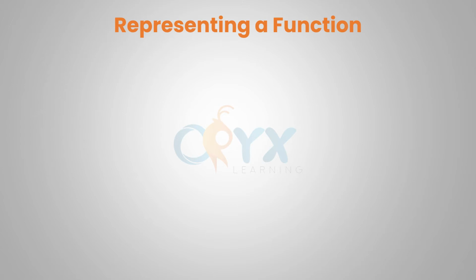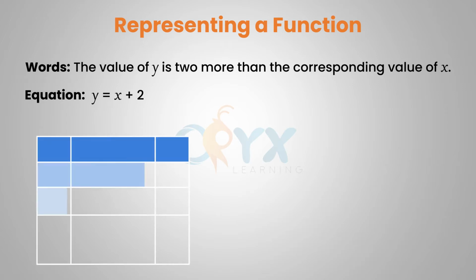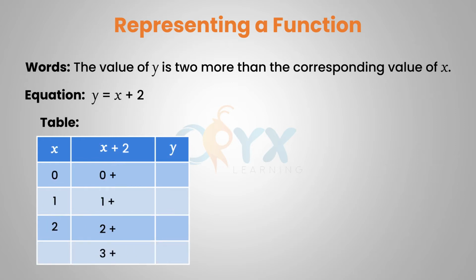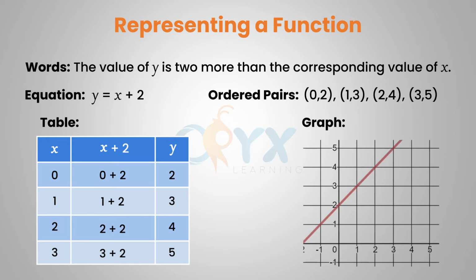When representing a function, we can represent it in words. For example, the value of y is 2 more than the corresponding value of x. We can represent it in an equation, y equals x plus 2. We could represent it in a table, where x is our input, our function rule is x plus 2, and our output would be the y. Or we could represent it in ordered pairs in a graph.